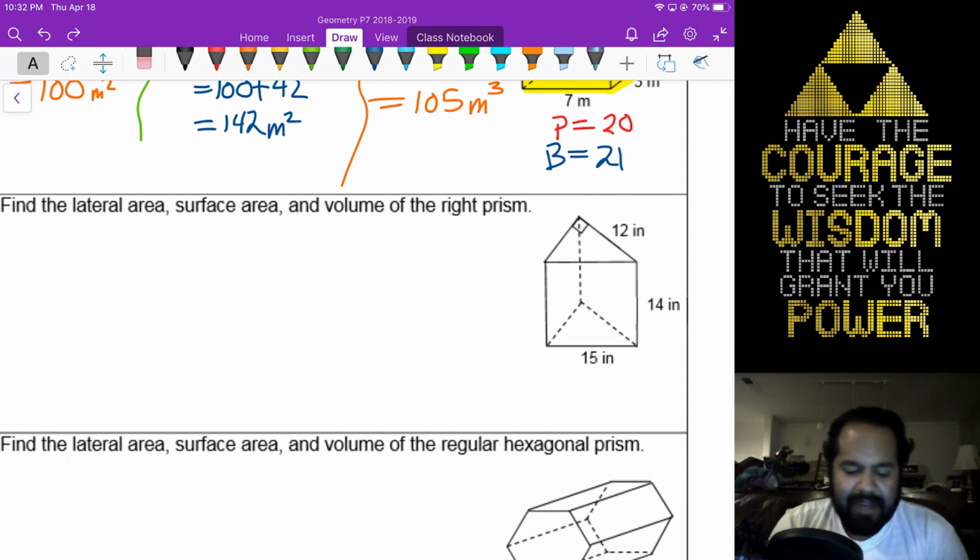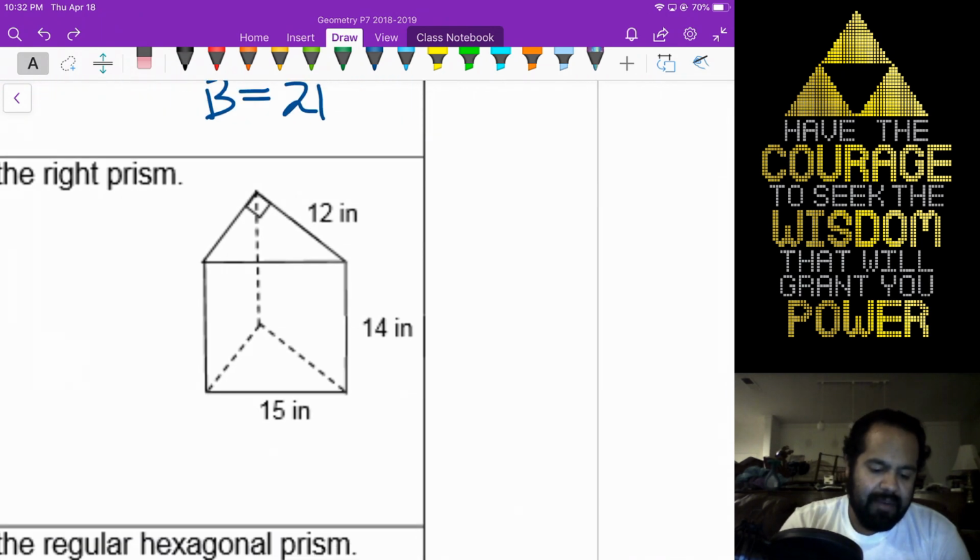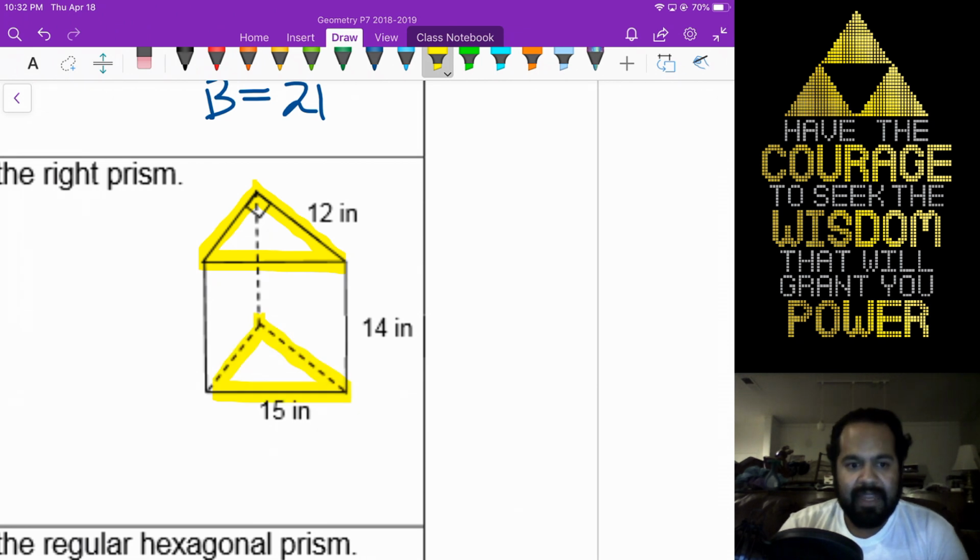All right, lateral area, surface area, and volume. So right away, identify your base. In this case, you could say basis if you wanted, that's okay. I can move the 12 down here, including that right angle that I see right there. You could move the 15 up if you want. I'm going to move it down just because base is on the bottom. It really doesn't matter, right?